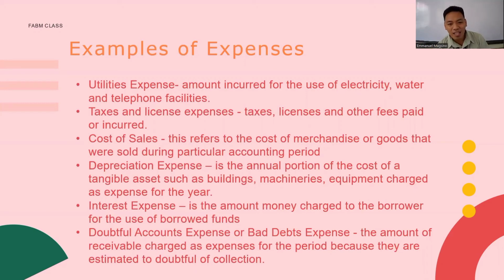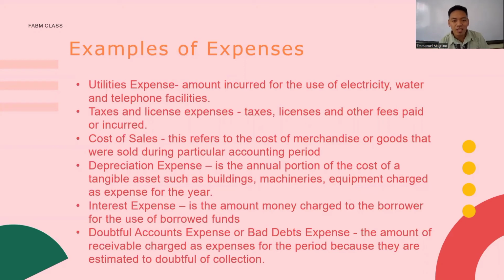Next, taxes and license expenses. These are the taxes, licenses, and other fees paid. Cost of sales refers to the cost of merchandise or goods that were sold during a particular accounting period. We have depreciation expense. It is the annual portion of the cost of a tangible asset, such as buildings, machineries, equipment charged as expense for the year.